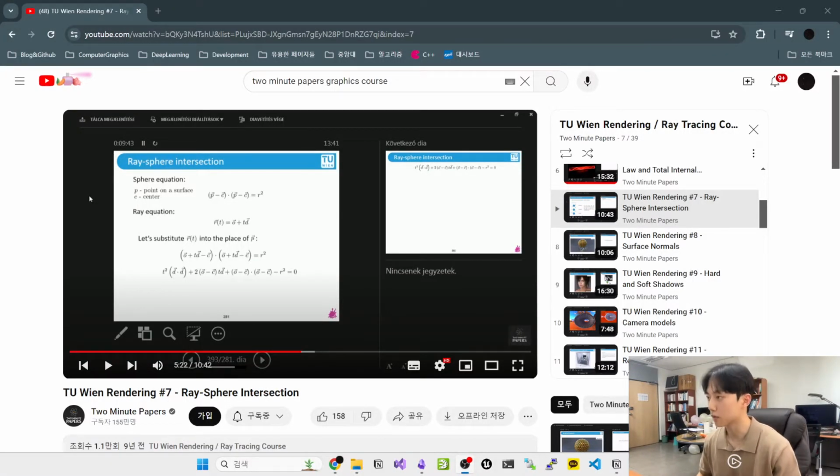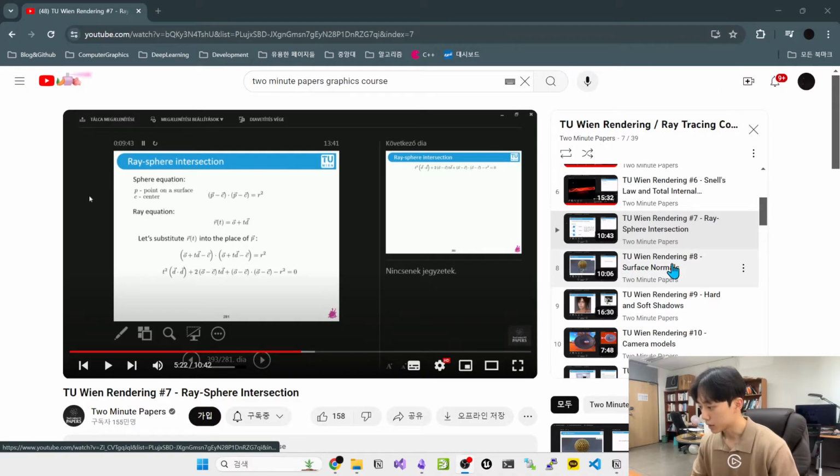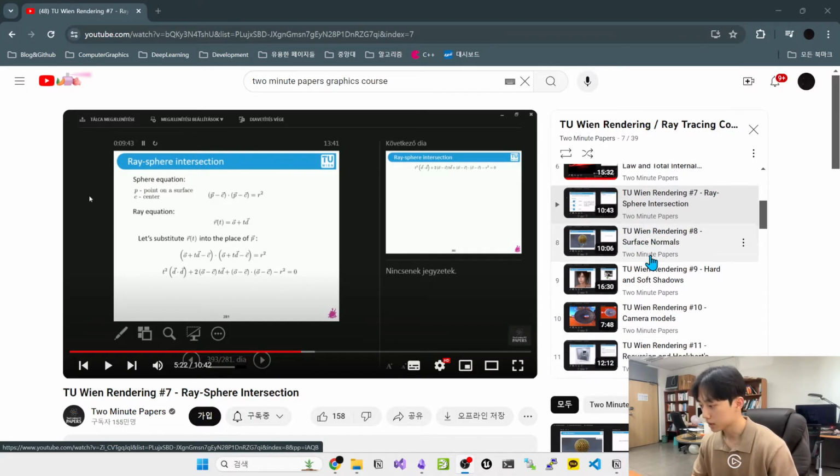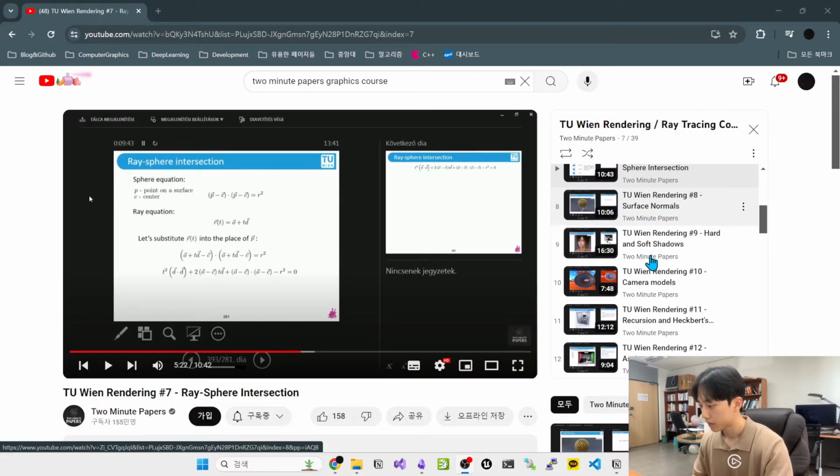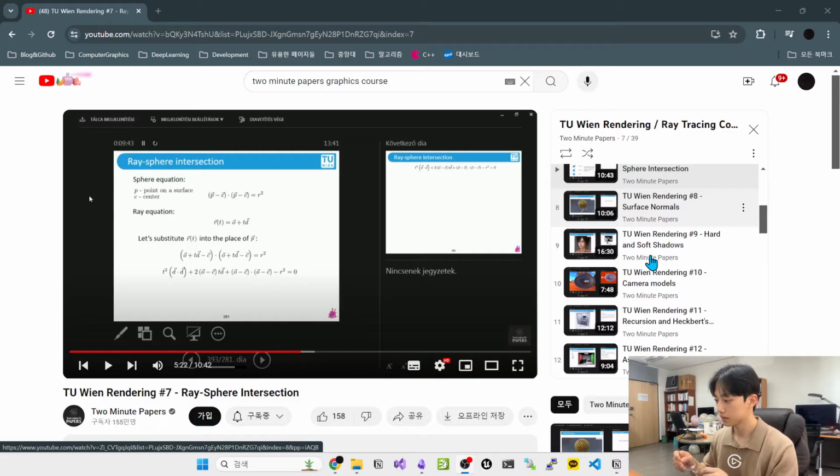Today's day 101 in my challenge. And today I'm going to learn about the ray sphere intersection in the ray tracing course. And if I have time, I'm going to look around the surface numerator. Okay, let's start.